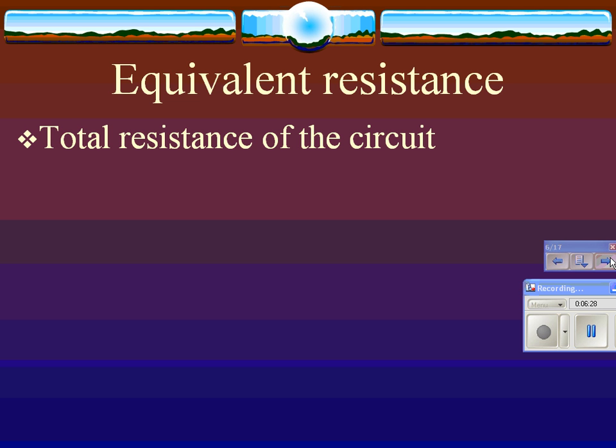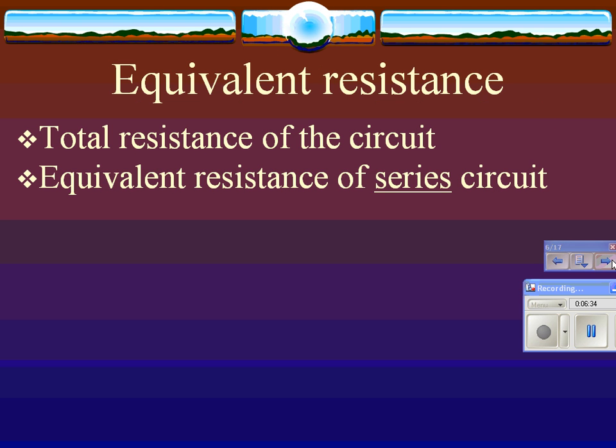So this idea of equivalent resistance is important. When you have more than one resistor in a circuit, what will be helpful in solving problems is to find the total resistance of the circuit, or what's known as the equivalent resistance. And when things are connected in series, it's very easy to do. When resistors are connected in series, to find the equivalent resistance, all you do is add them up. Super easy. Just add them up, and that will tell you the total resistance of the circuit.